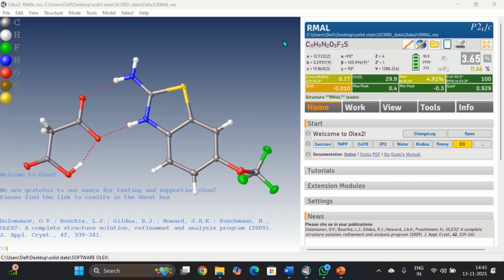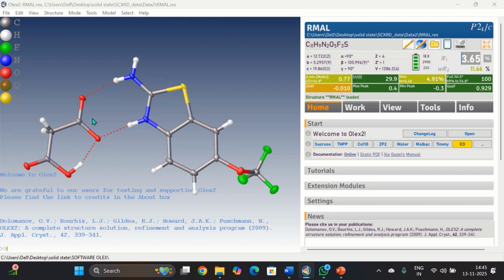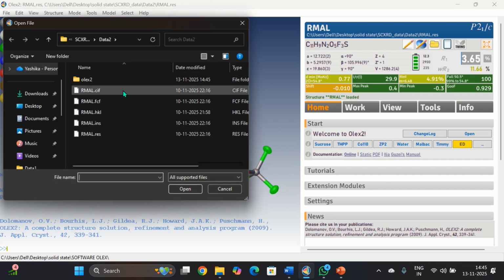Once a stable structure was obtained with an acceptable R value, which is generally less than 5%, I finalized the model and generated the Olex2 report, which includes the crystallographic details, refinement statistics, and ORTEP style images of the solved structure. So to quickly review, from File I have opened the structure, and from this RML file I have generated the report.